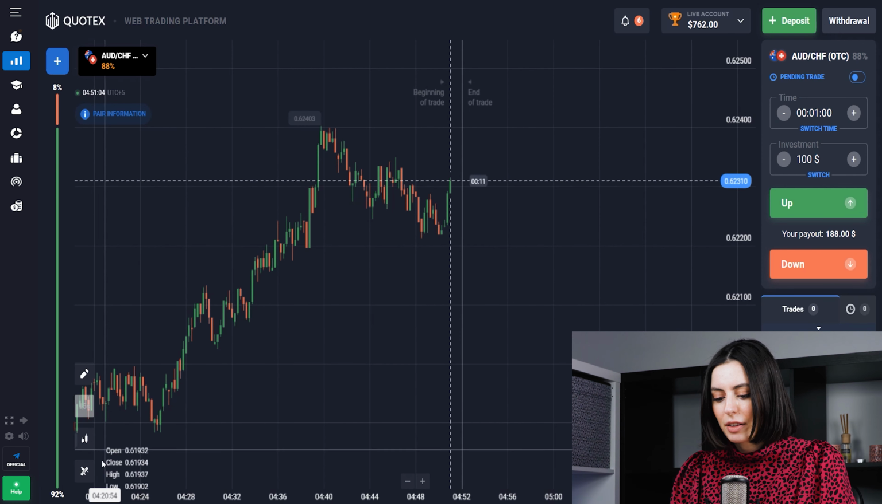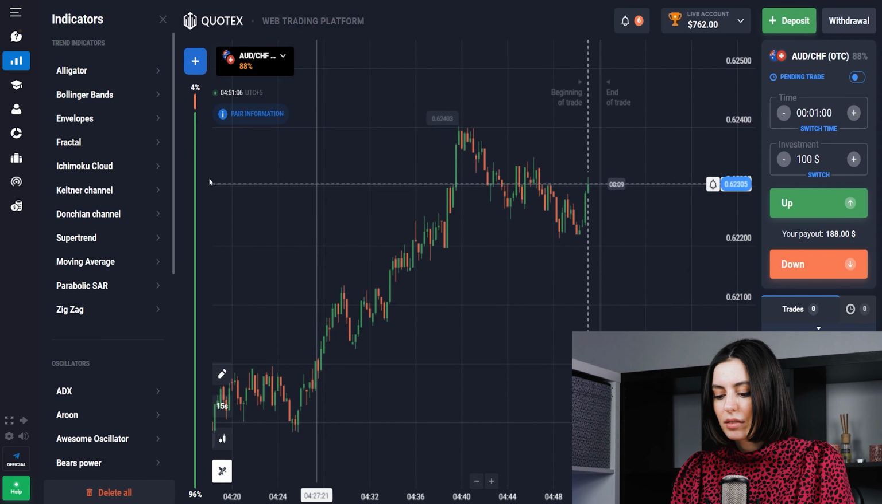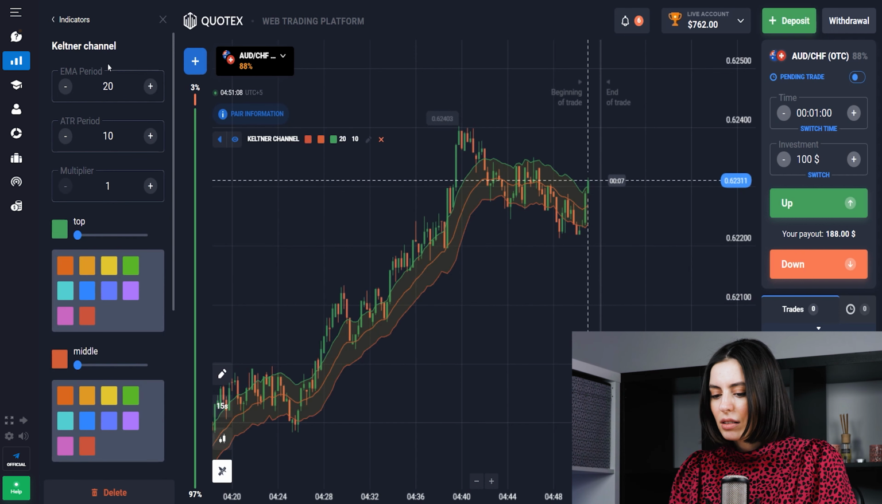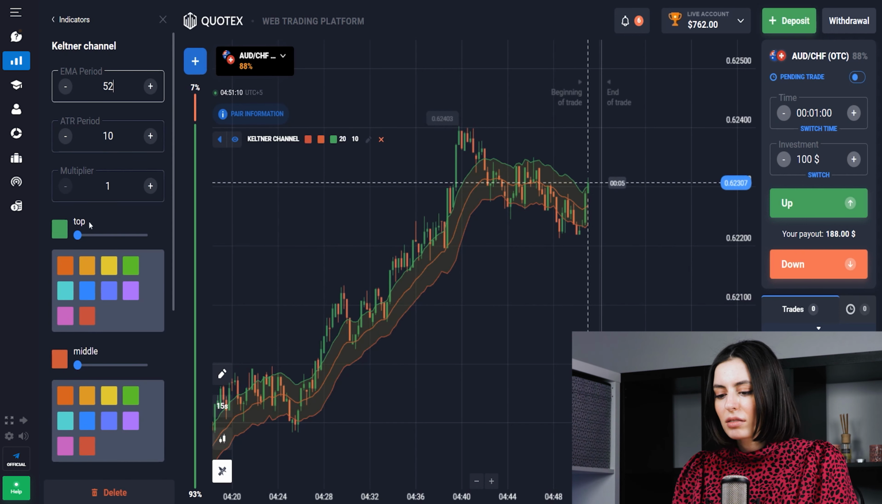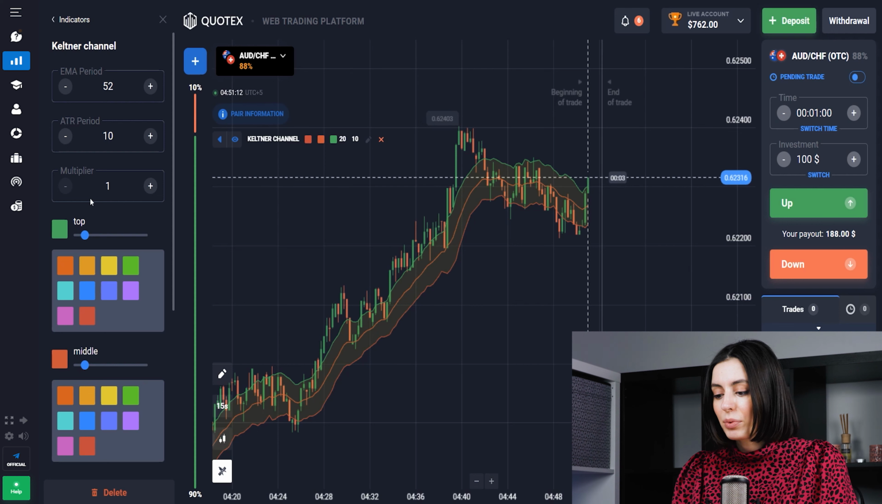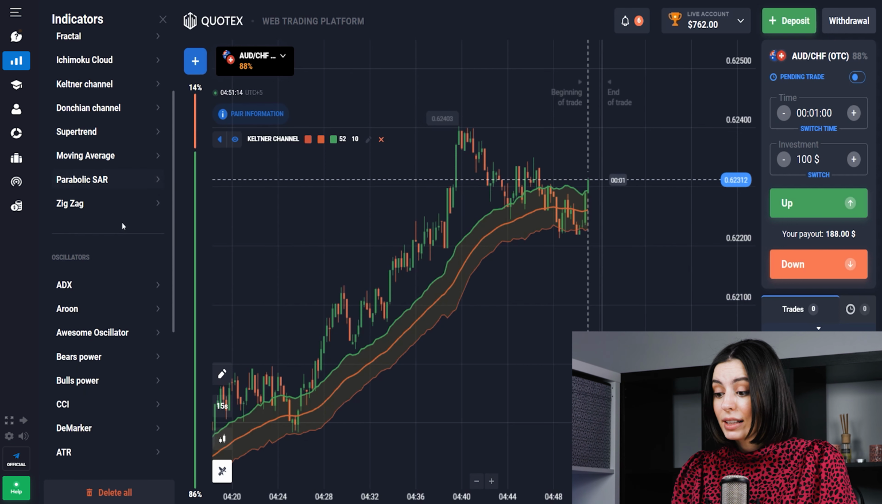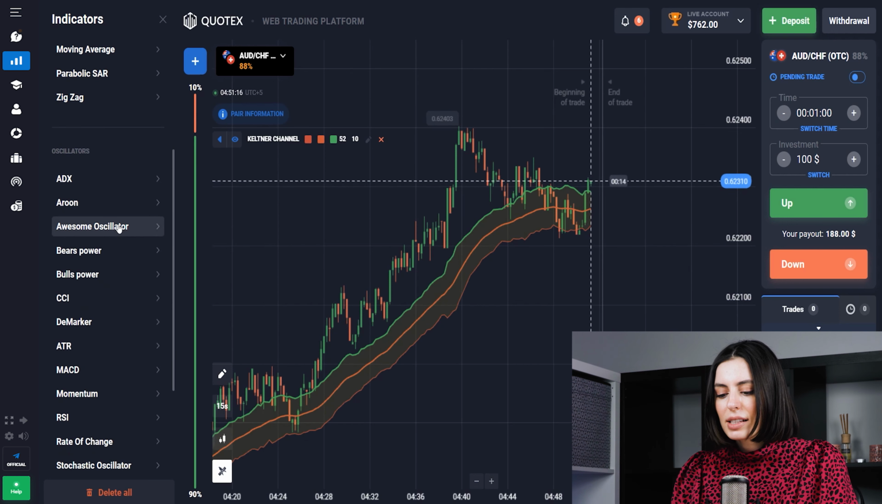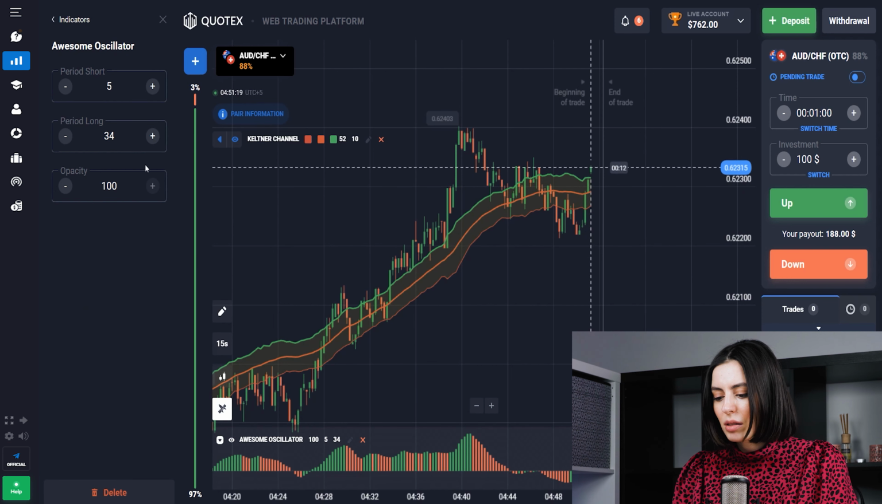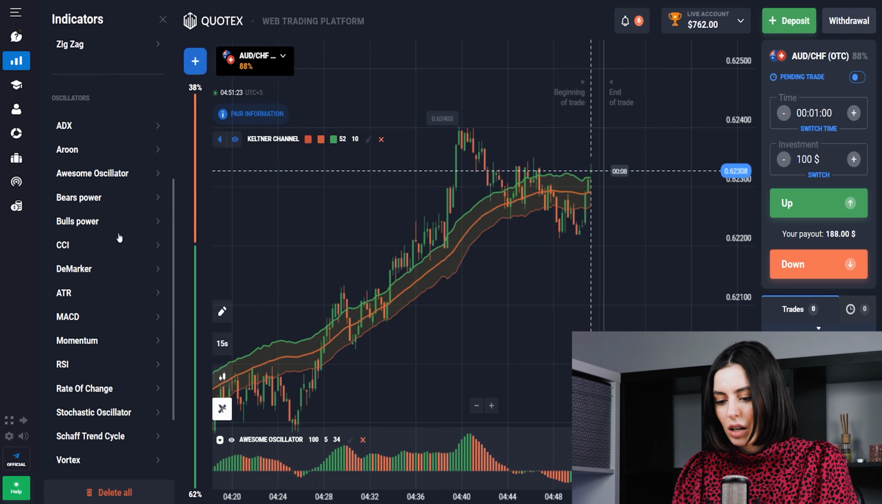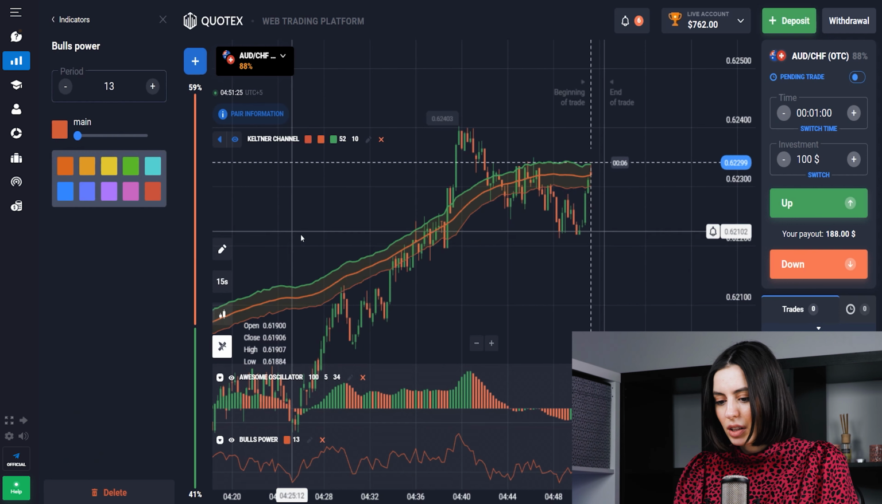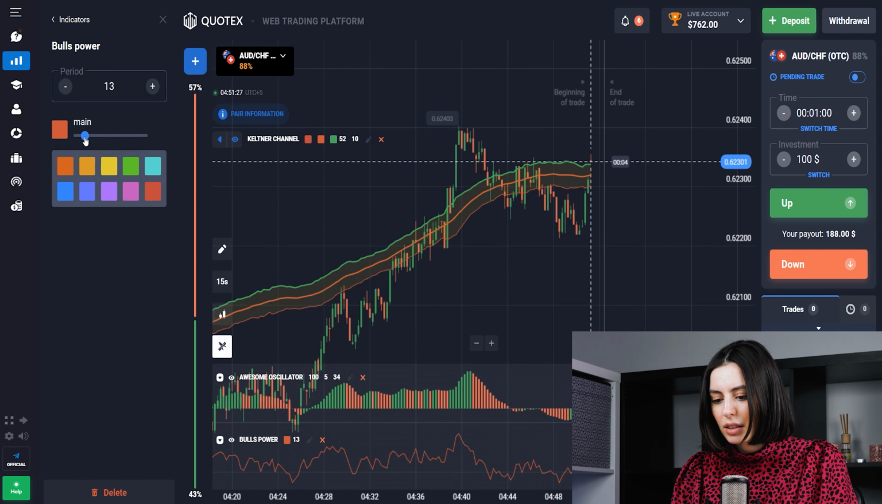1 minute, 15 seconds, and just the regular candles. Here is going to be the Keltner channel, with quite a long period. The second is going to be the Awesome Oscillator. Let's leave it like that. And here is going to be the Bull's Power.